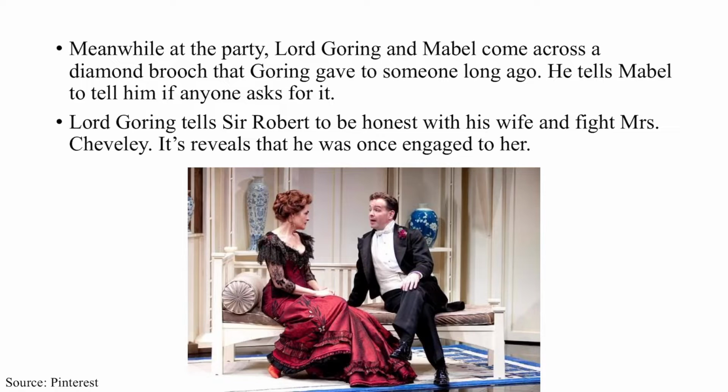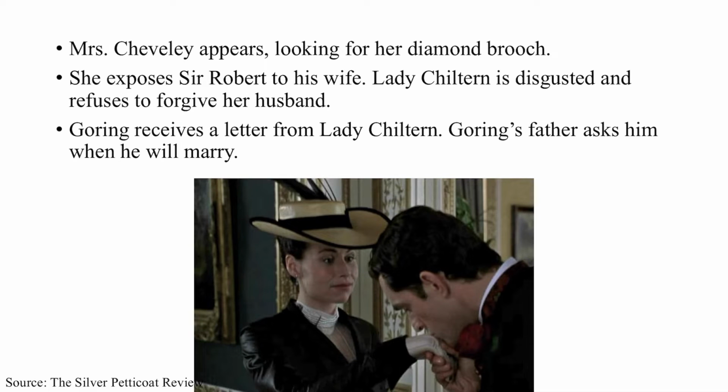Lord Goring tells Sir Robert to be honest with his wife and fight Mrs. Cheverley. It's revealed that he was once engaged to her. Mrs. Cheverley appears looking for her diamond brooch. She exposes Sir Robert to his wife. Lady Chiltern is disgusted and refuses to forgive her husband.